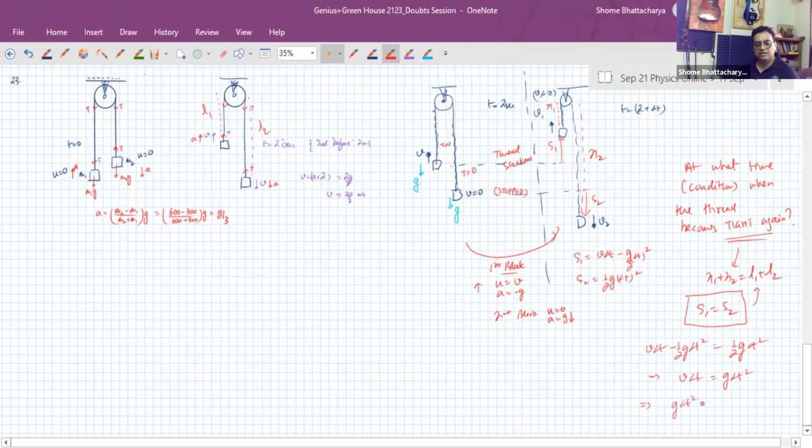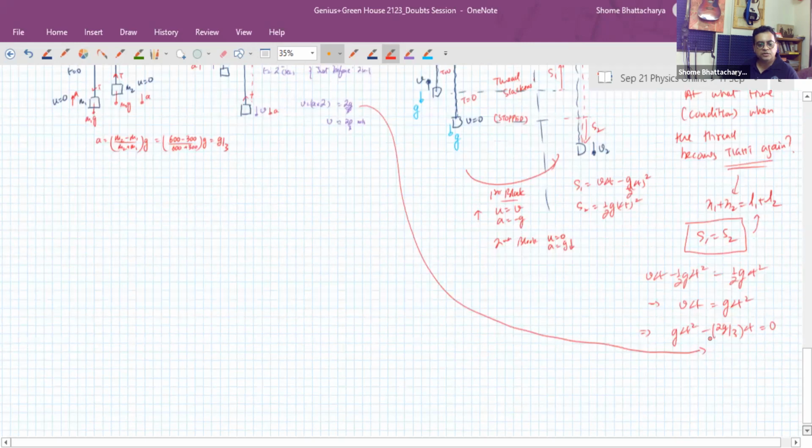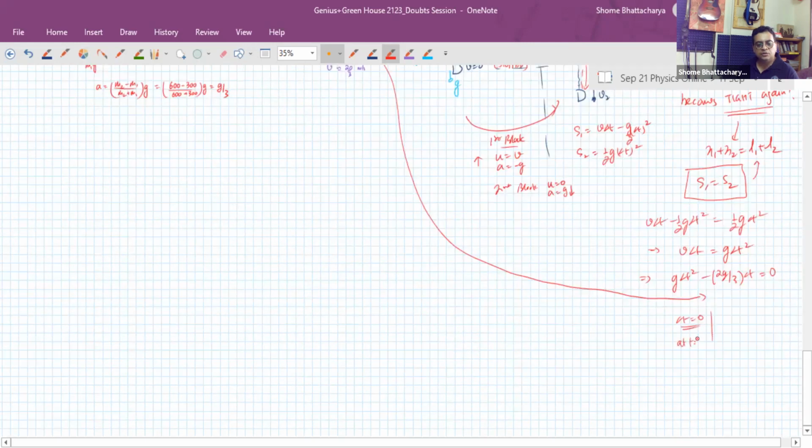So G delta T square minus, now substitute the value of V which I had written from here. Where is it? V was this. So V is 2G by 3. Delta T should be 0. So you'll see that obviously one solution is delta T is 0, but that is at T equal to 2 minus, just before you held that block.